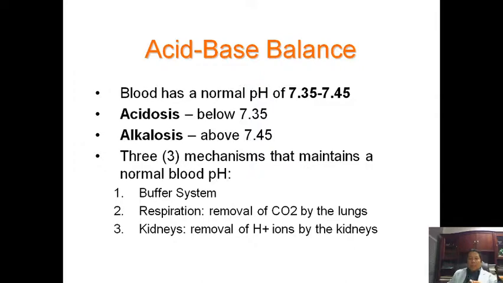There are three mechanisms that actually maintain our normal blood pH. The buffer system, I'll talk about that later. The respiratory system, which is again responsible for removal of carbon dioxide from the lungs. The kidneys, responsible for removal of hydrogen ions. So we need to define some terms. What is pH, or what is blood pH? How do we define blood pH?